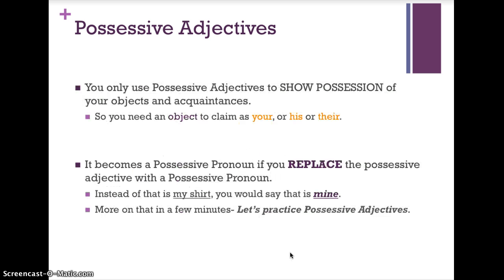You only use possessive adjectives to show possession of your objects and acquaintances. So you need an object to claim as your, his, or their. If you don't have an object, it doesn't work. It becomes a possessive pronoun when you replace the possessive adjective with a possessive pronoun. So instead of saying my shirt, you replace it with mine. Mine insinuates that that thing I'm pointing to, which is most likely the shirt, or that thing that we're discussing is mine. But we're going to talk about that later.